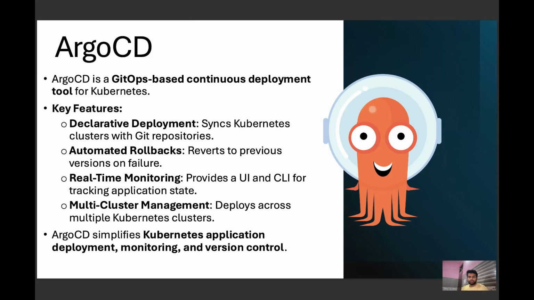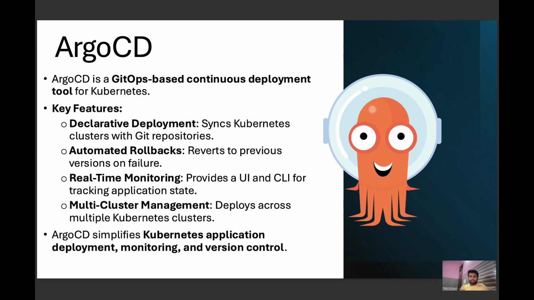And with the GitOps technique, Argo CD is widely used. Argo CD is a newly born tool, and it has emerged over the last 5 to 6 years. It is a GitOps based continuous deployment tool for Kubernetes.